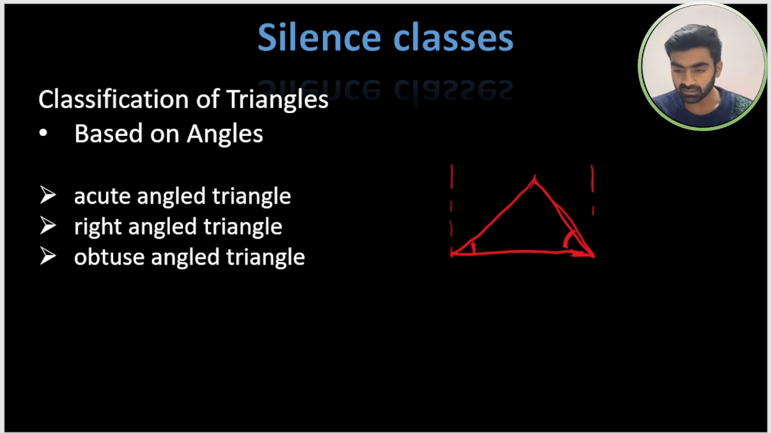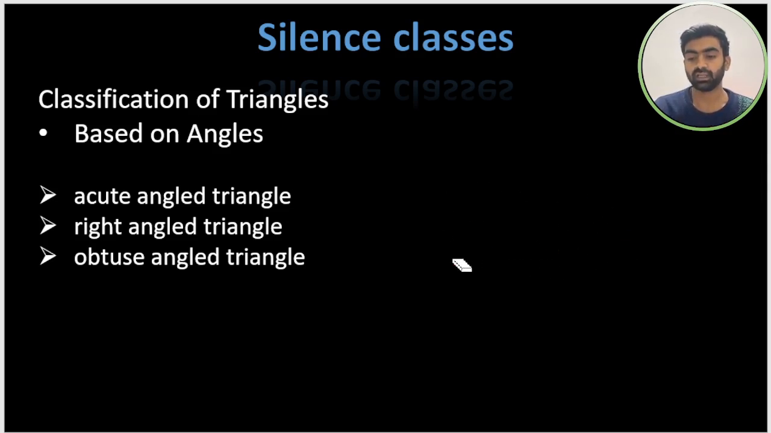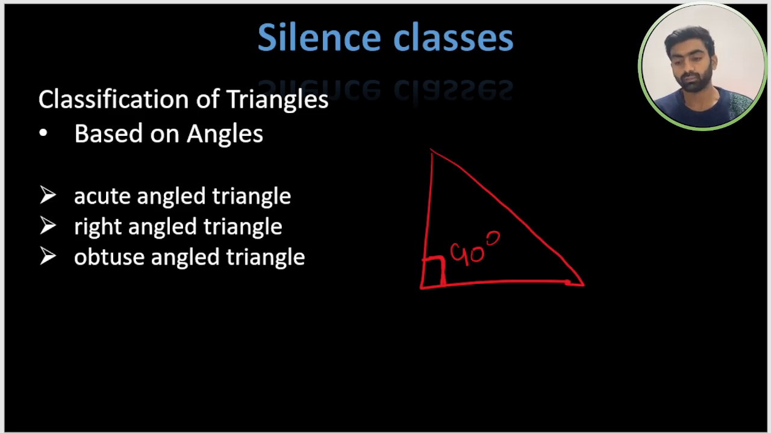These angles should be smaller than 90 degrees. If I talk about a right angle triangle, the name is already clear. Right angle triangle means one angle should be of 90 degrees, like this. If there is a 90 degree angle present, we can say it is a right angle triangle. In the obtuse angle triangle, an angle should be greater than 90 degrees. This is 90 degrees, so it can be like this.